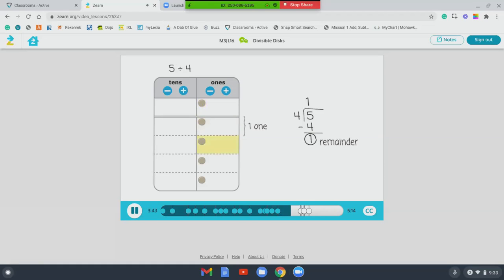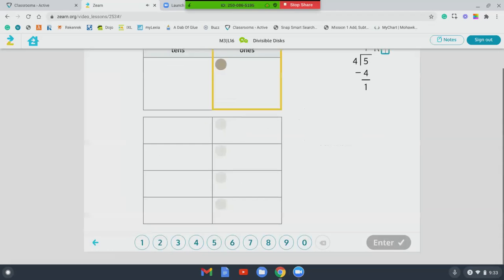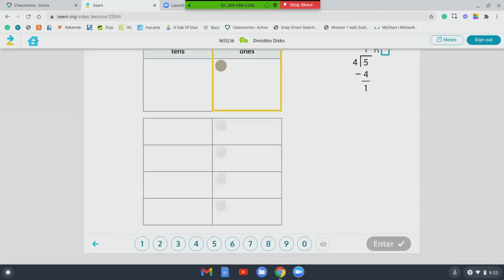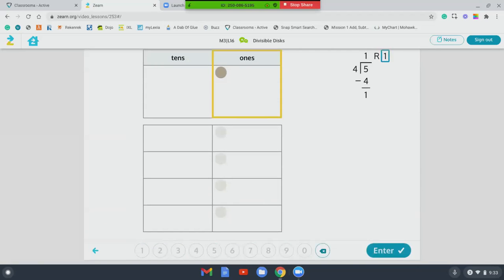The groups have to be equal when we're dividing, and if we put this 1 one into a group, they won't be. So it's the remainder. Exactly. Watch as I record the remainder numerically. Our quotient is 1 with a remainder of 1. Now it's your turn. So where it says remainder, we're just going to put the number 1.